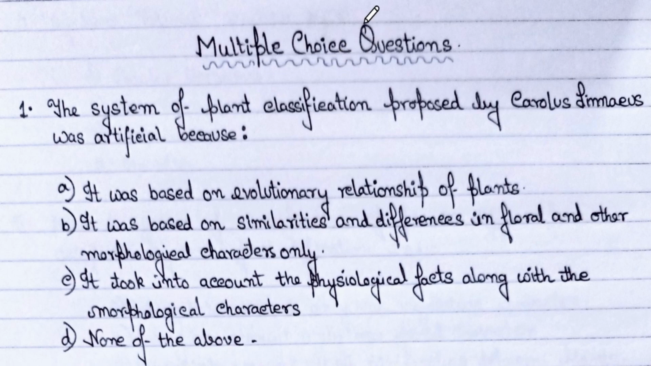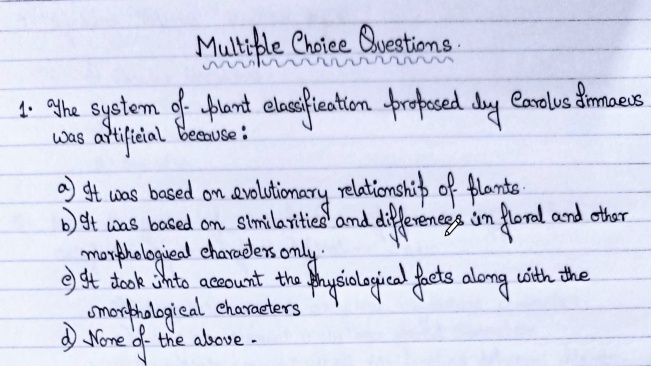So, our first question is: the system of plant classification proposed by Carolus Linnaeus is considered as artificial because. The first option is it was based on evolutionary relationship of plants. Second option is it was based on similarities and differences in floral and other morphological characters. Third option is it took into account the physiological facts along with the morphological characters. And D, none of the above.